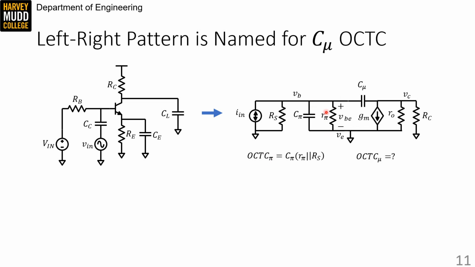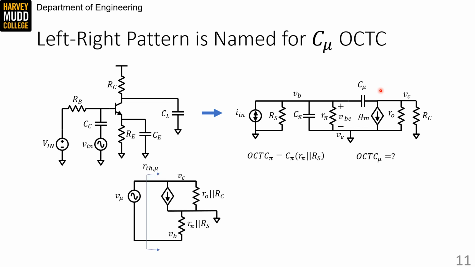That's great, but C mu is kind of a mess. Neither side of C mu is grounded, so finding the Thevenin resistance that it sees is a bit counterintuitive. Just looking at this circuit, I don't know how to analyze C mu immediately. So I've redrawn the circuit, replacing C mu with a test voltage source, so that we can find the Thevenin impedance seen by C mu.